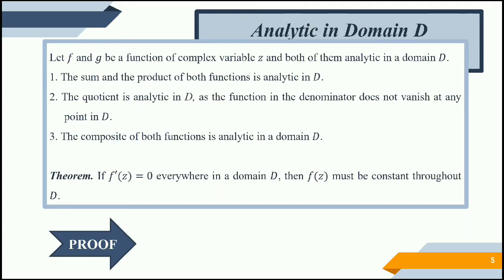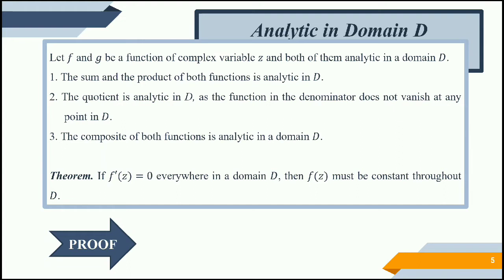Based on the previous discussion, we know that if we let f and g be functions of complex variable z and both of them are analytic in a domain D, first, the sum and the product of both functions are analytic in the domain D. And the second, the quotient is analytic in the domain D as long as the function in the denominator doesn't vanish at any point in D, or the denominator does not equal 0. And the third, the composite of both functions is analytic in the domain D.